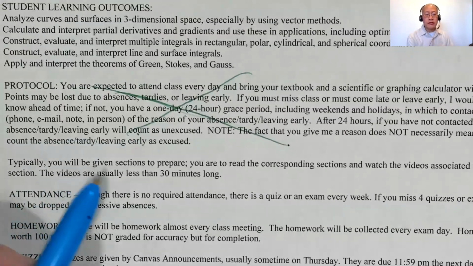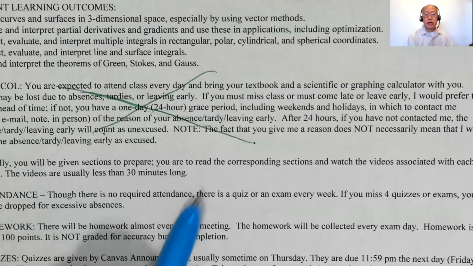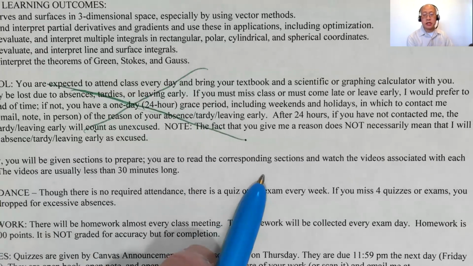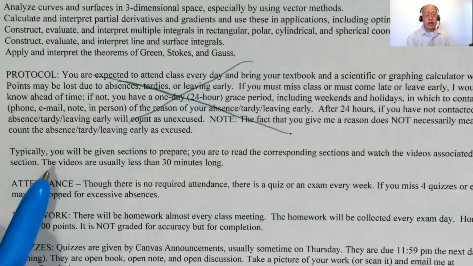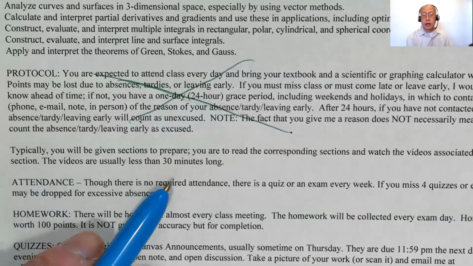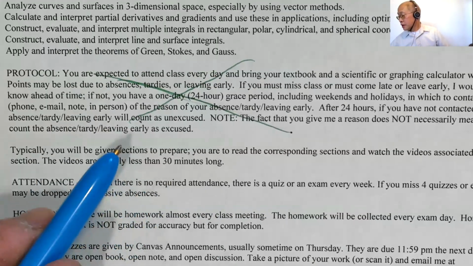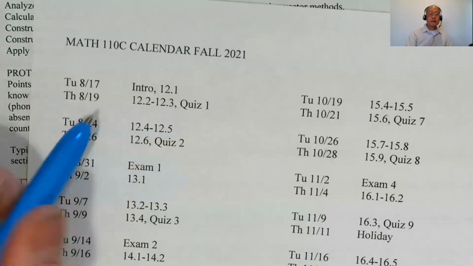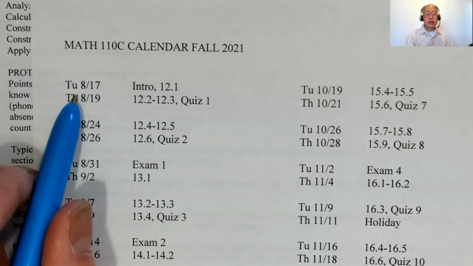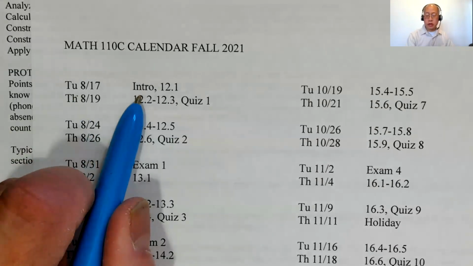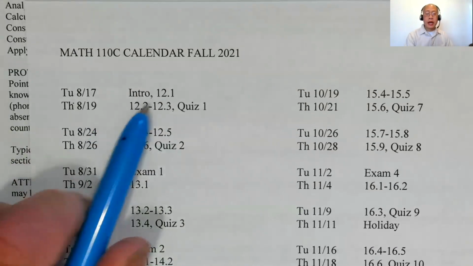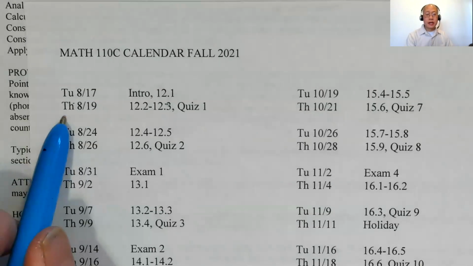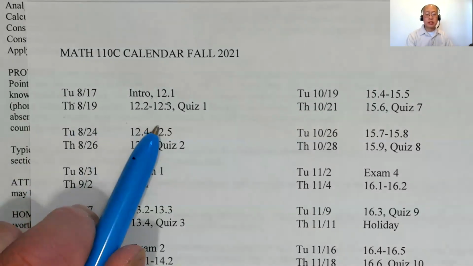So typically you'll be given sections to prepare and you are to read the corresponding section. So you read the sections day by day and watch the videos associated with each section. The videos are usually less than 30 minutes long. Okay, so you want to know how you are supposed to keep up. So August the 17th, our first day, the introductory video, which is what you're looking at now, and 12.1. And then the 19th, 12.2, 12.3, and so on.